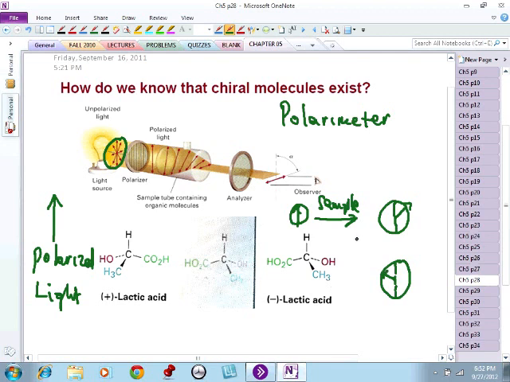The degree to which that polarized light is shifted is what we refer to as optical activity. In other words, specific rotation. We say that molecule has a specific rotation. And therefore, we say that molecule is also optically active. So the specific rotation for different enantiomers are different depending on the type of molecule.